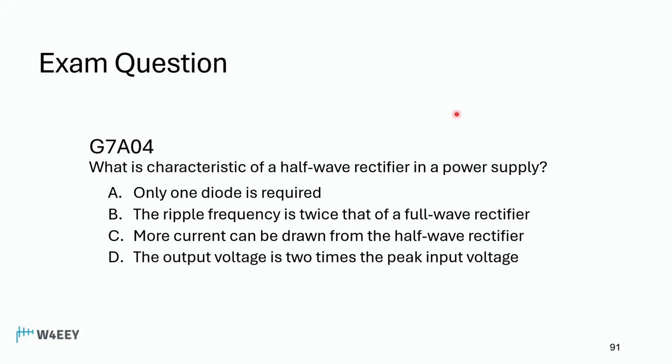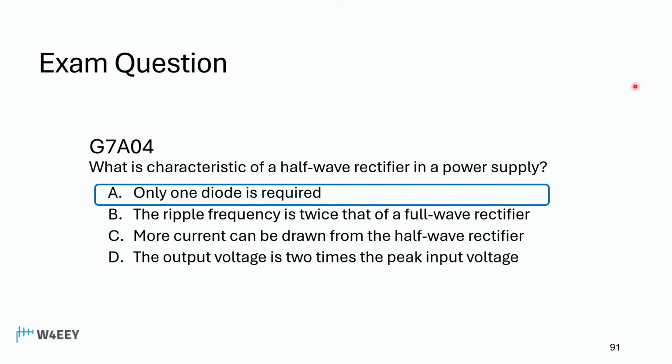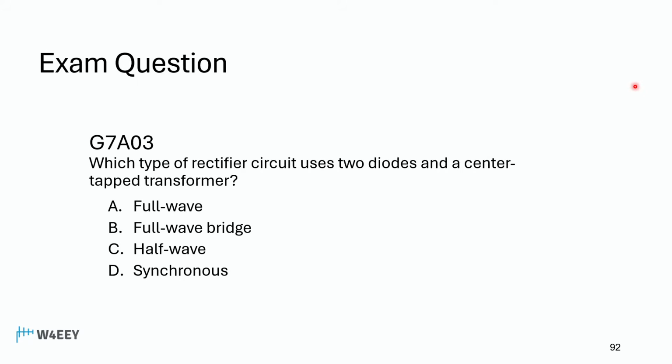What is characteristic of a half-wave rectifier in a power supply? Alpha, only one diode is required. What type of rectifier circuit uses two diodes and a center-tapped transformer? Bravo.